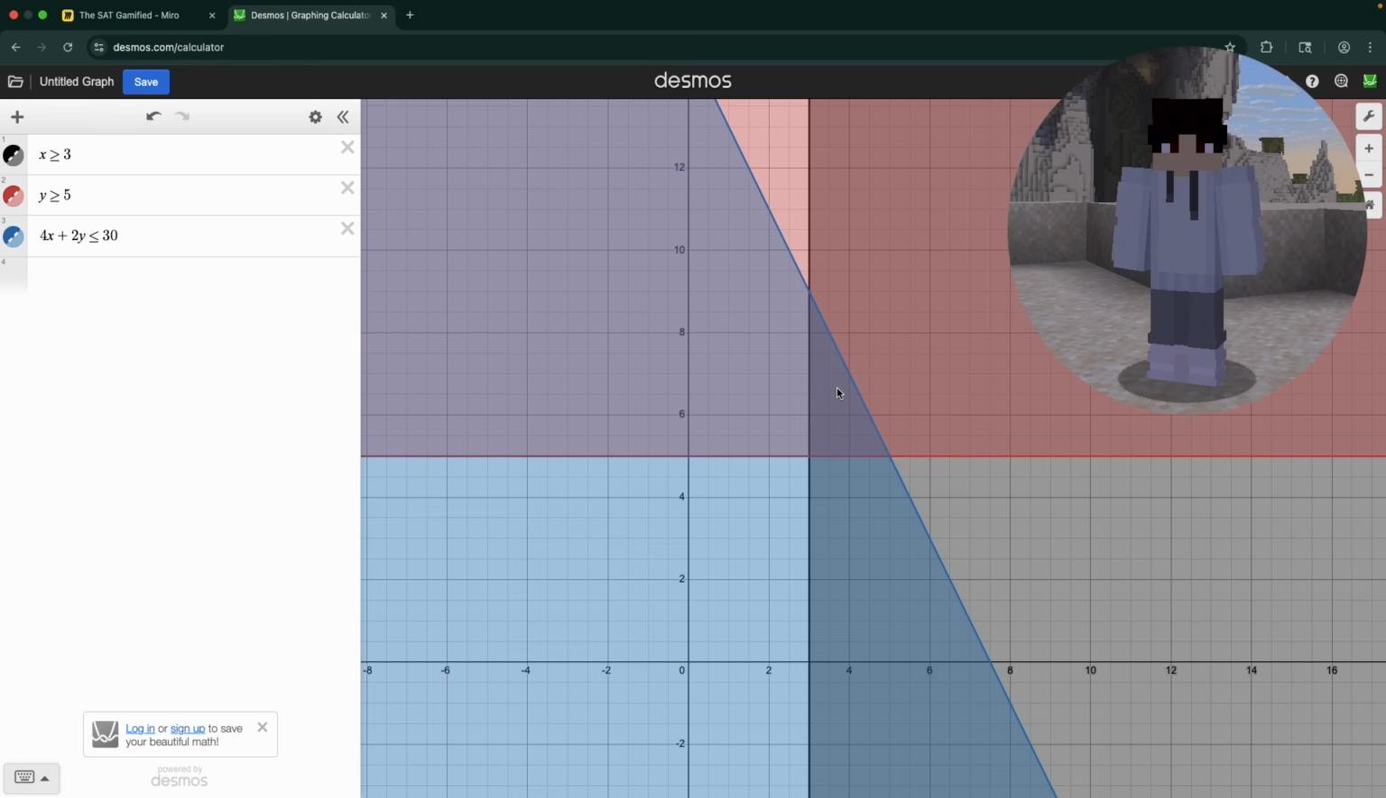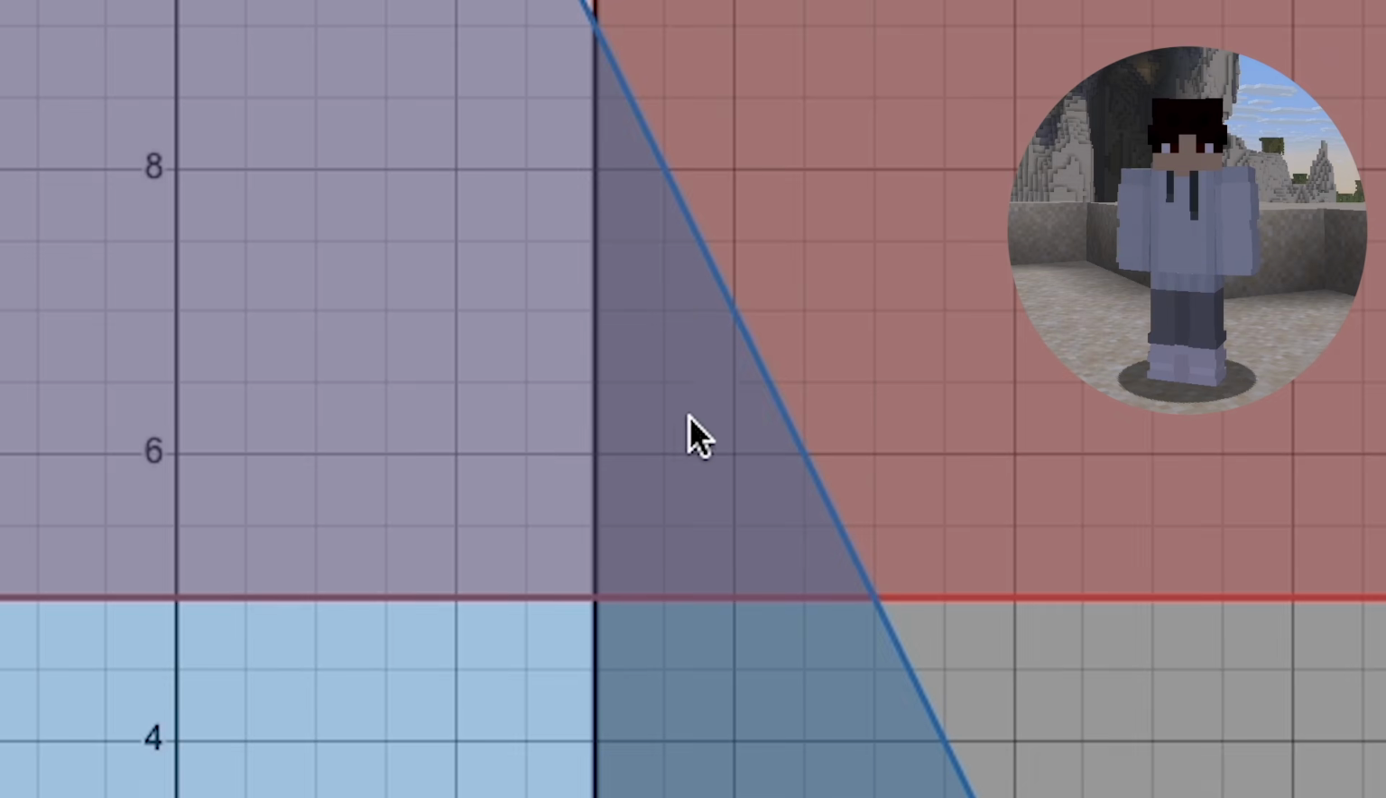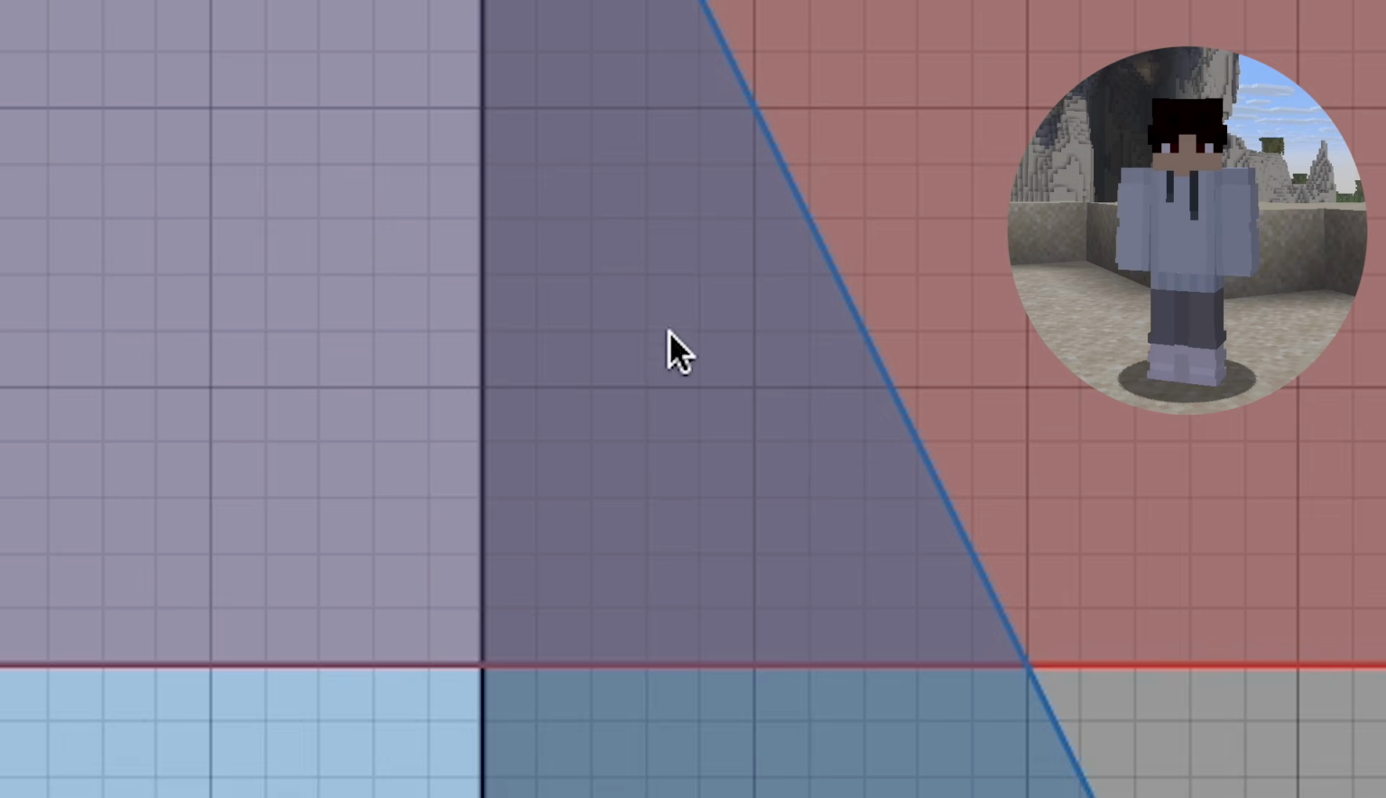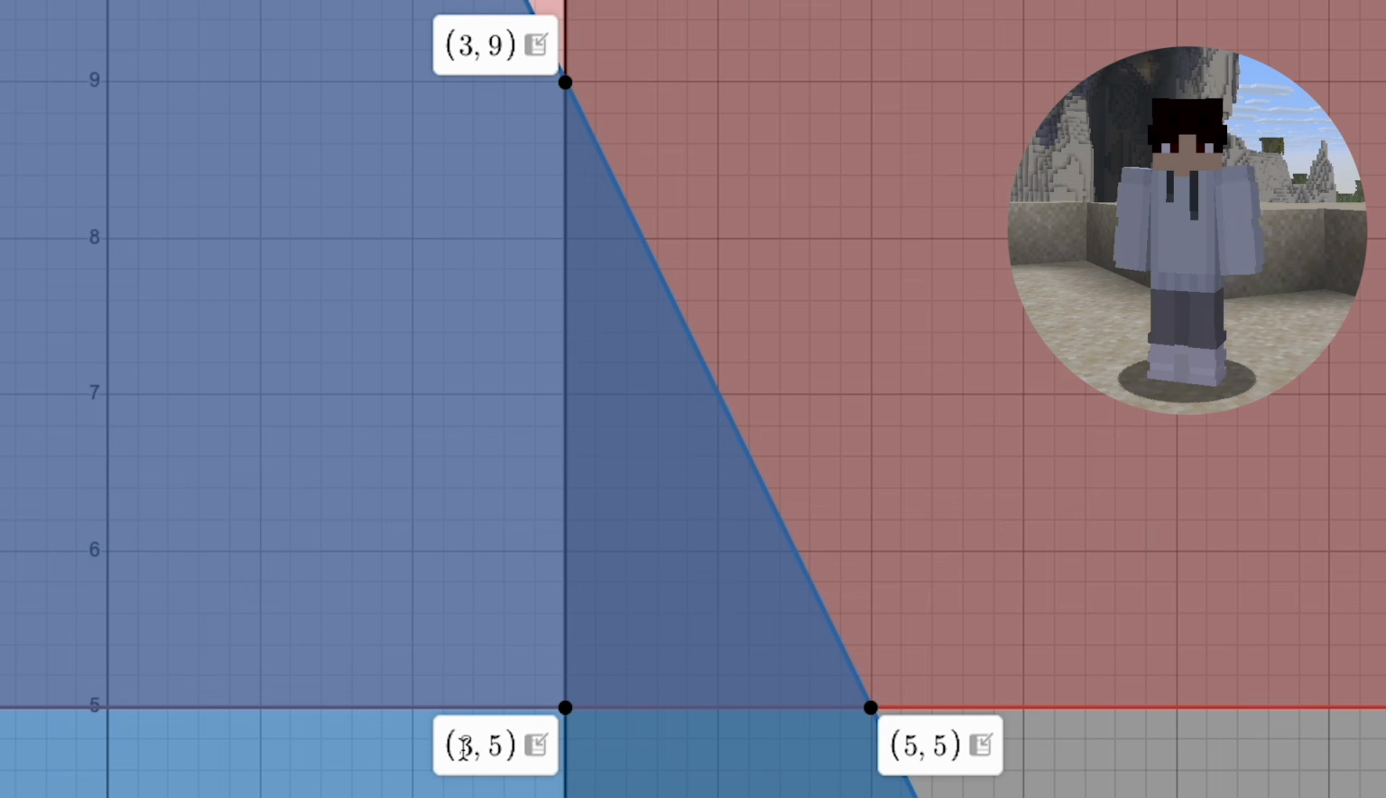Bruh. But the way to find out the answer to the solution is just looking for the place where they're all shaded. So the blue, black, and red is all shaded in this little triangle type thing over here. So anything in this triangle will be part of the solution. So I guess you could say they can get between 3 and 5 notebooks, and they can get between 5 and 9 pens, and then it's all good.